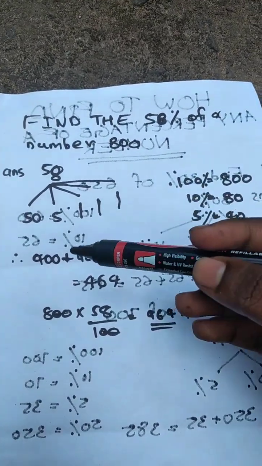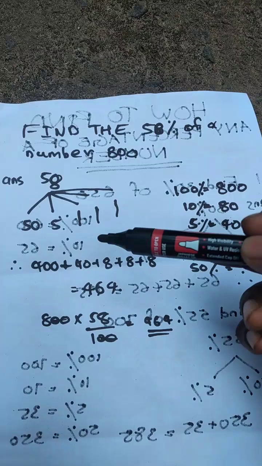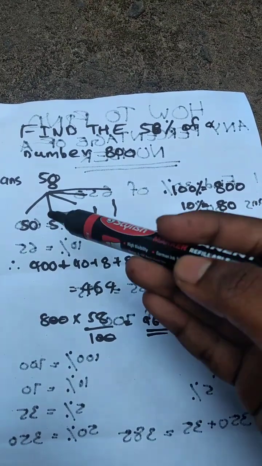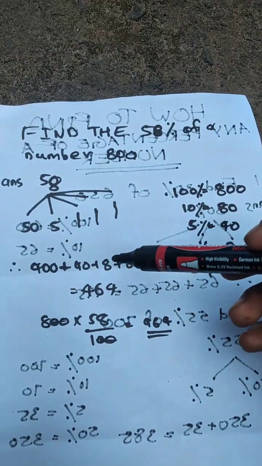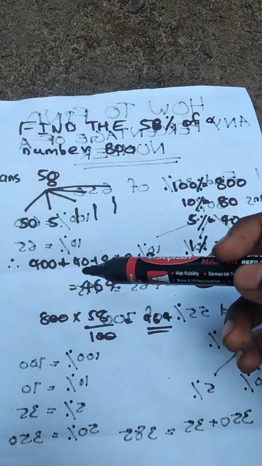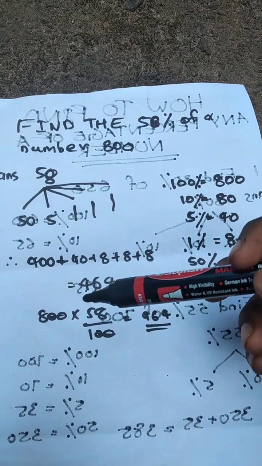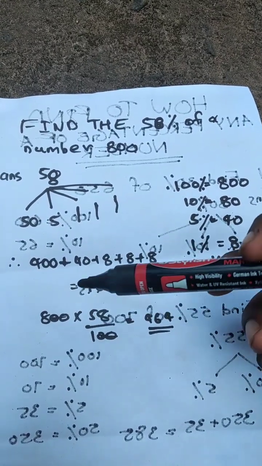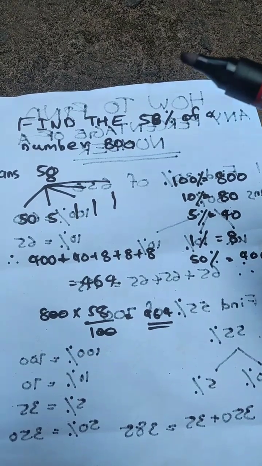So 50% is 400, plus 5% is 40, plus 1%, 1%, 1%, because 50 plus 5 is 55, 56, 57, 58. So 400 plus 40 plus 8 plus 8 plus 8 would be 464. So 464 would be the 58 percentage of 800.